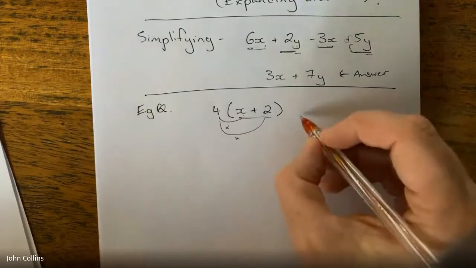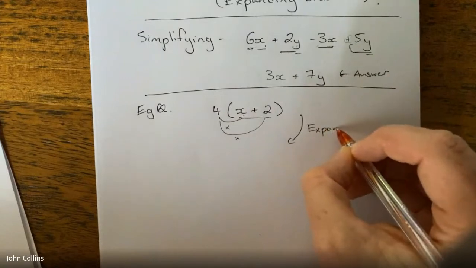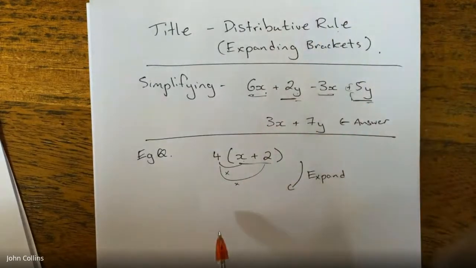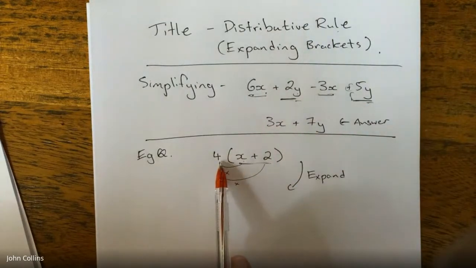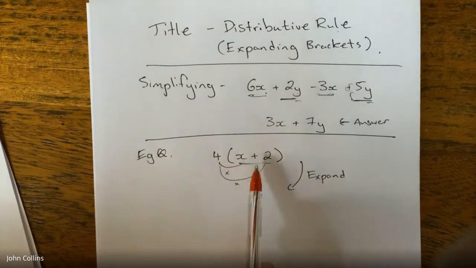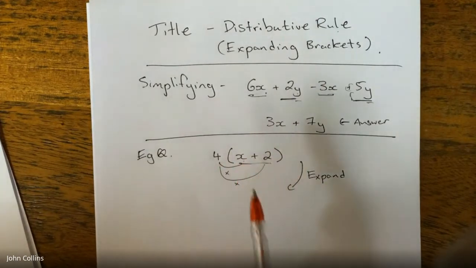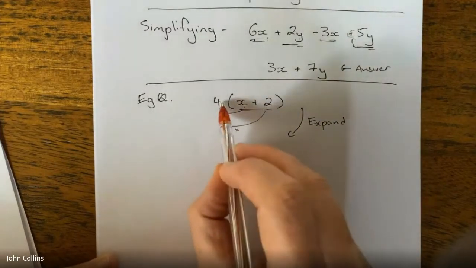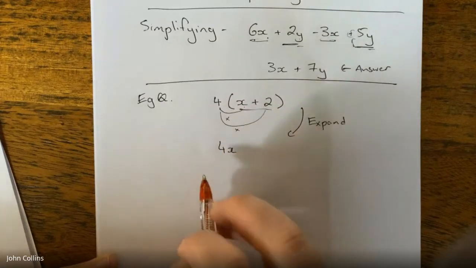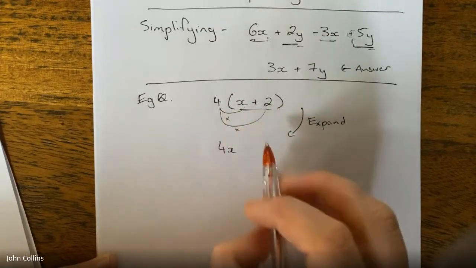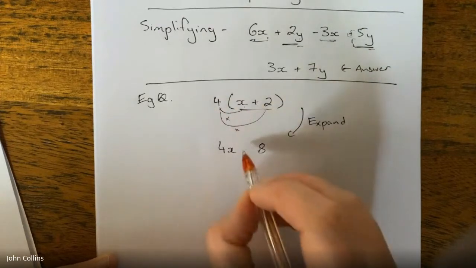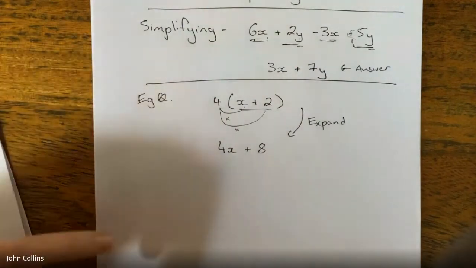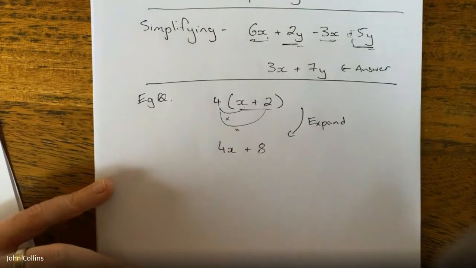So the answer to this, if I want to expand this using the distributive rule, which is quite simple, it just distributes the 4 over the x and the 2. It distributes the number outside over all the terms inside the brackets. So to expand this, I just do that multiplication. 4 times x is 4x, 4 x's. And 4 times 2 is 8, and they're both plus, so it's plus 8, like that. And so the brackets have been expanded, they're gone, by multiplication using the distributive rule.